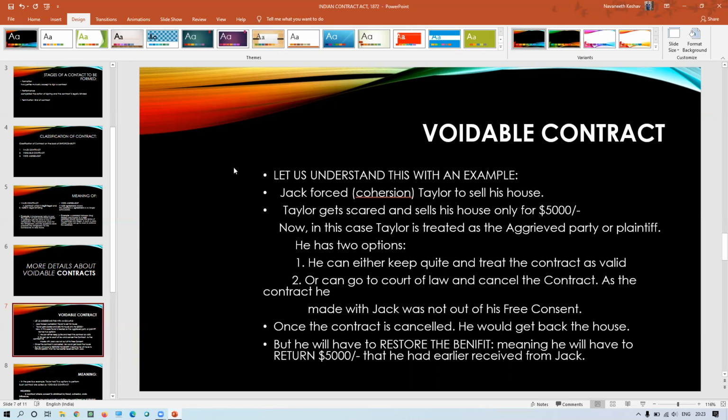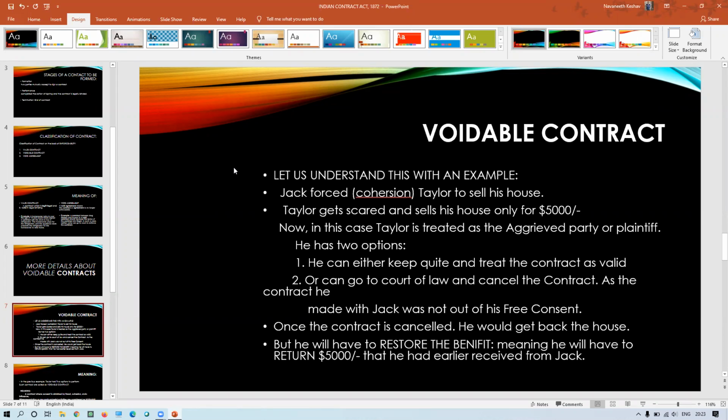Let us regard that the house has more value, and he's selling it not out of his will, and he's selling it for lesser money. So now in this case, Tyler is treated as the aggrieved party or the plaintiff. That means the one who has suffered the wrong. So the wrongdoer is considered as Jack. He is called the defendant, and Tyler is called the plaintiff, who is the one who has suffered the wrong.